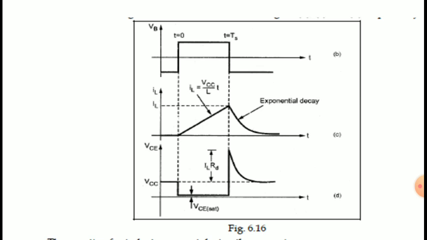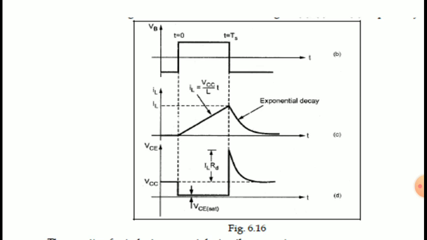So we have also drawn other waveforms across this. The first one is T versus VB, that is the gating waveform we have applied to the base of the transistor. Second, in figure C, we have IL versus T, that is the current across this inductor with respect to time.